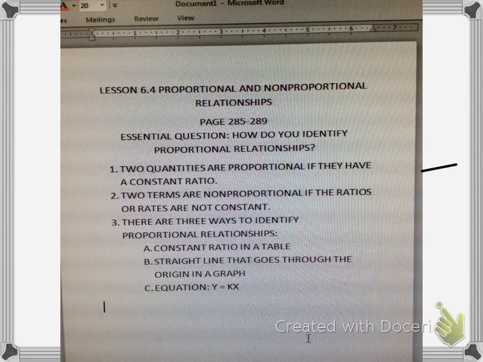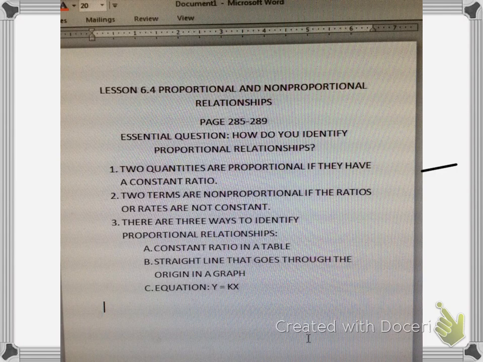We're going to start with lesson 6.4, proportional and non-proportional relationships, starting on page 285. So you should have your notes ready to go in your notebook. The essential question is, how do you identify proportional relationships?